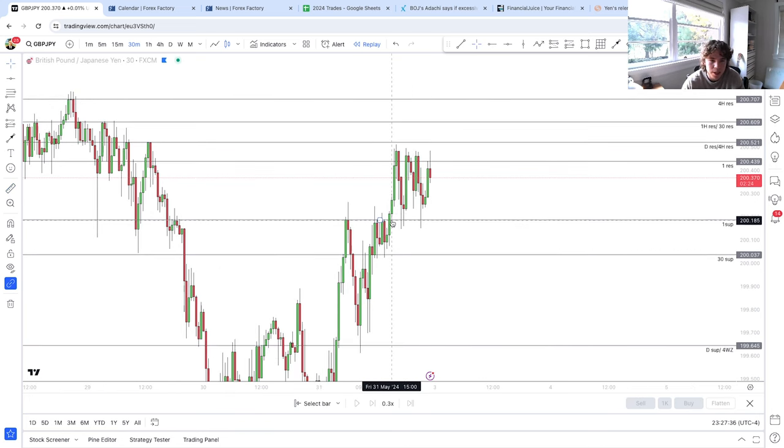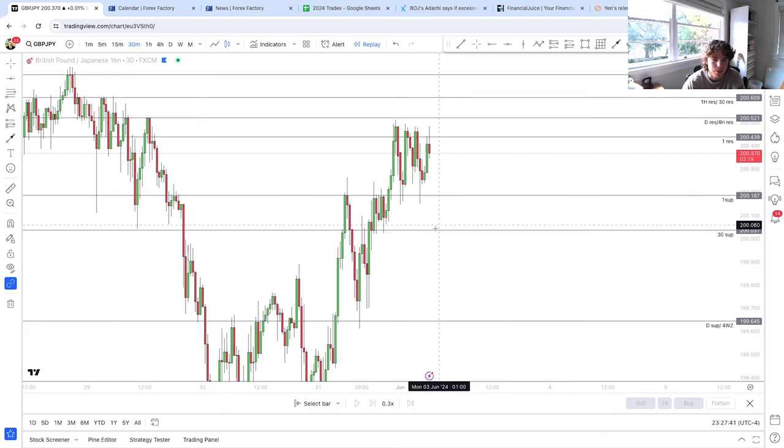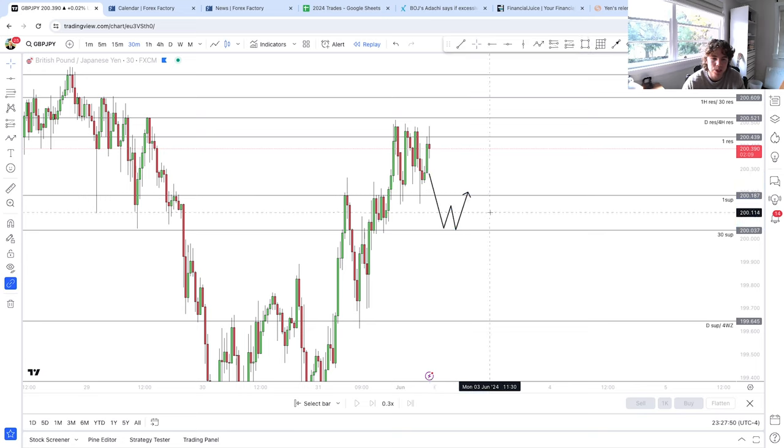Okay, below here, below this 1-hour support, we have 8 pips, maybe not really worth it. Plus we have bullish bias. So this could maybe be a level where we try and look for pullbacks, structure to form, and then a continuation.